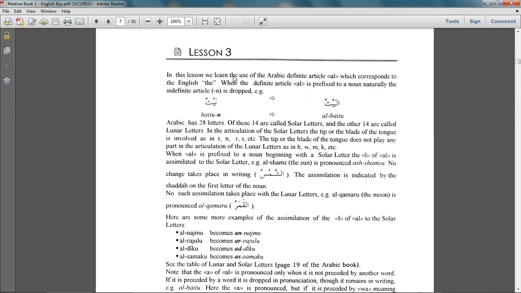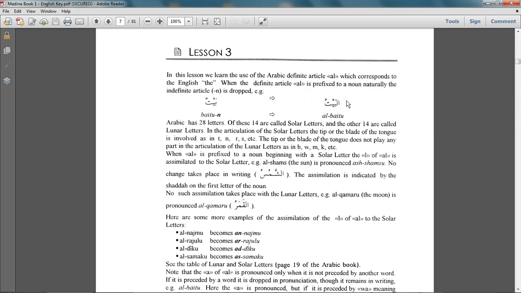In this lesson, we learn the use of the Arabic definite article al, which is the alif lam that you will see at the beginning of nouns. It corresponds to the English "the." When the definite article al is prefixed to a noun, naturally the indefinite article un, an or in is dropped. For example, baytun, al-baytu. So this is indefinite, this is definite.